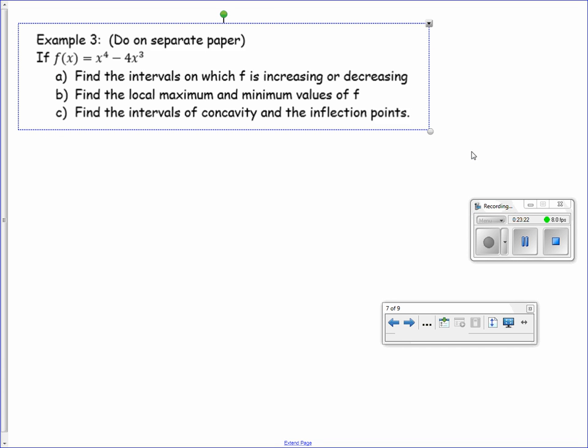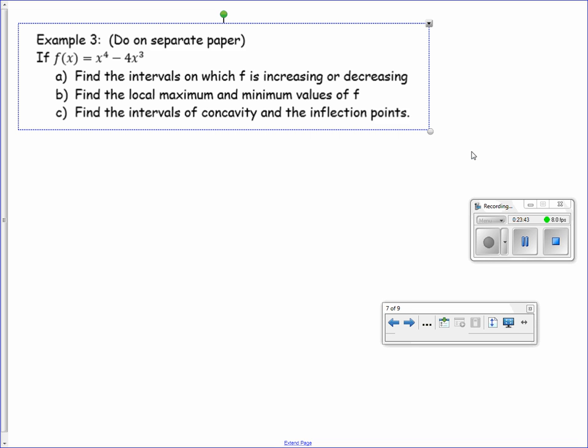Okay, so we're going to do example 3 together. So we have this function, f of x equals x to the 4th minus 4x cubed. Notice how there's no endpoints. So we are looking on the domain all real numbers. So A, B, C, we're going to put everything together. We're going to find the intervals on which f is increasing or decreasing. We're going to find the local max and min. And we're going to find the concavity and inflection points.